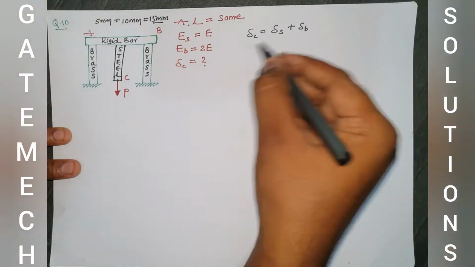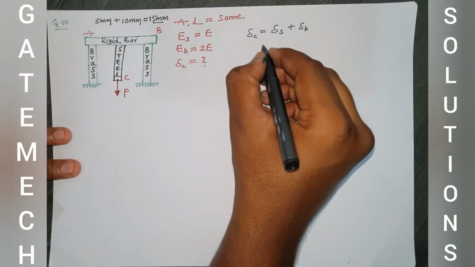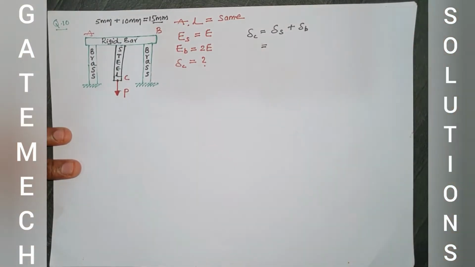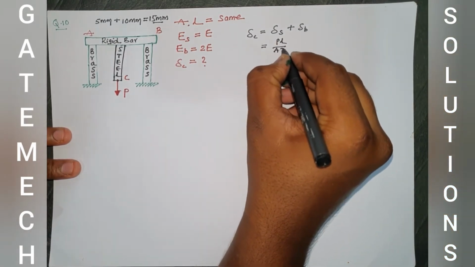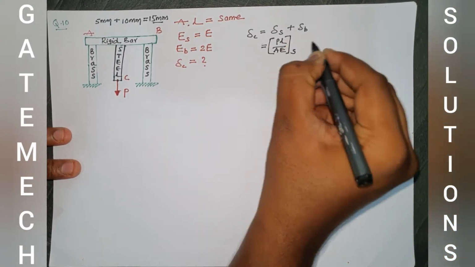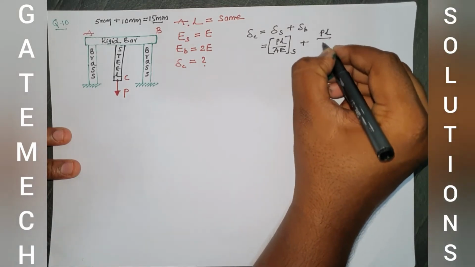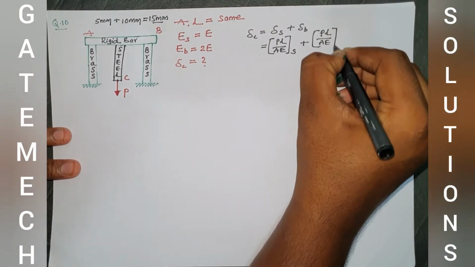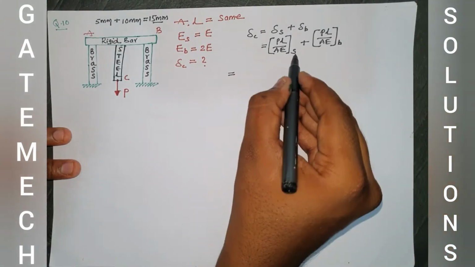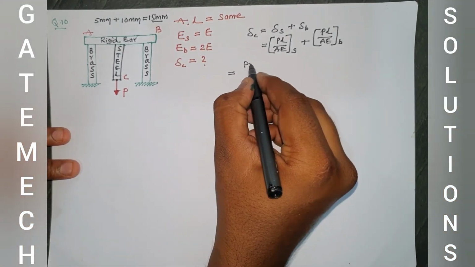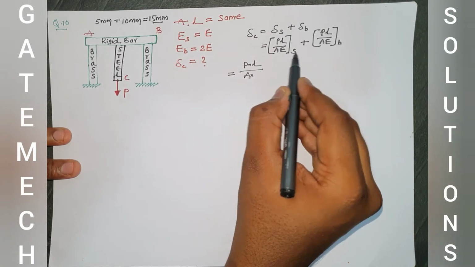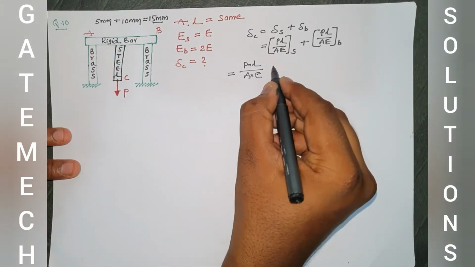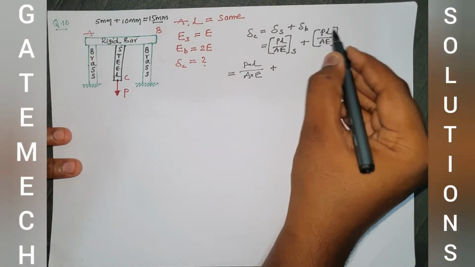From this relation we can form this equation. Delta C is delta steel plus delta of brass. PL by AE is the basic formula. This is for steel material, plus PL by AE for brass material. As we already know, for steel material the load which is acting is P, length is L, divided by A multiplied by E of steel material, which was given as E, plus the load which is acting on each brass material.